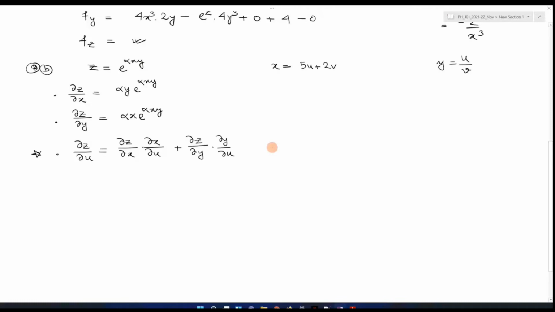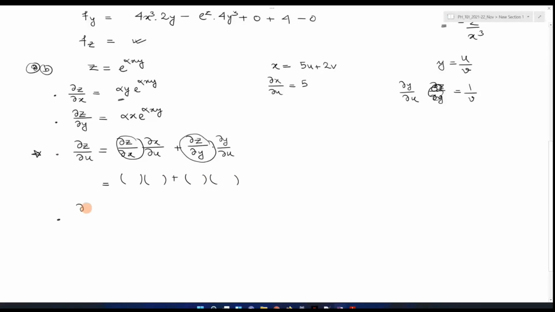Okay. Now, this term you already know. It's already found. This term you already know. Del x by del u you have to find. Del x by del u. You can simplify. It will be equal to 5. And del z by del y you need to know. So this is del y by del u. Okay. So you just substitute these values here and you will end up with del z by del u.